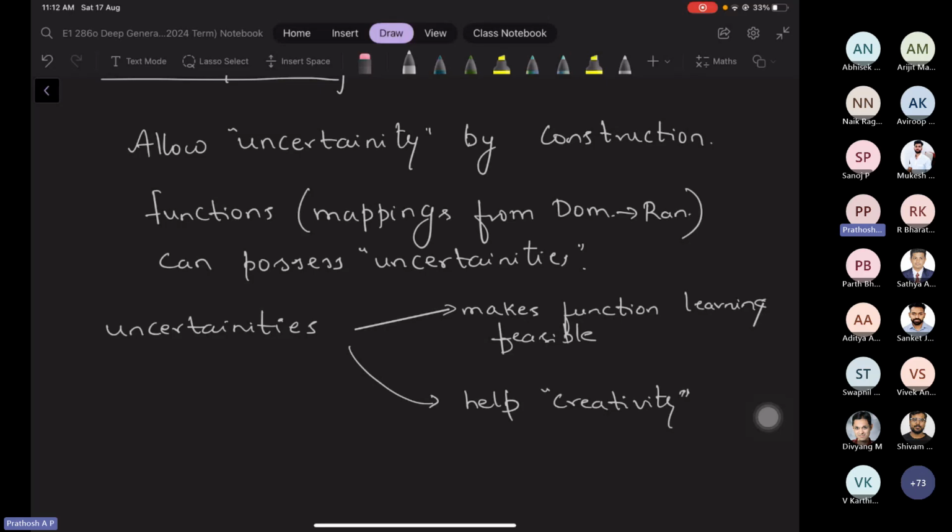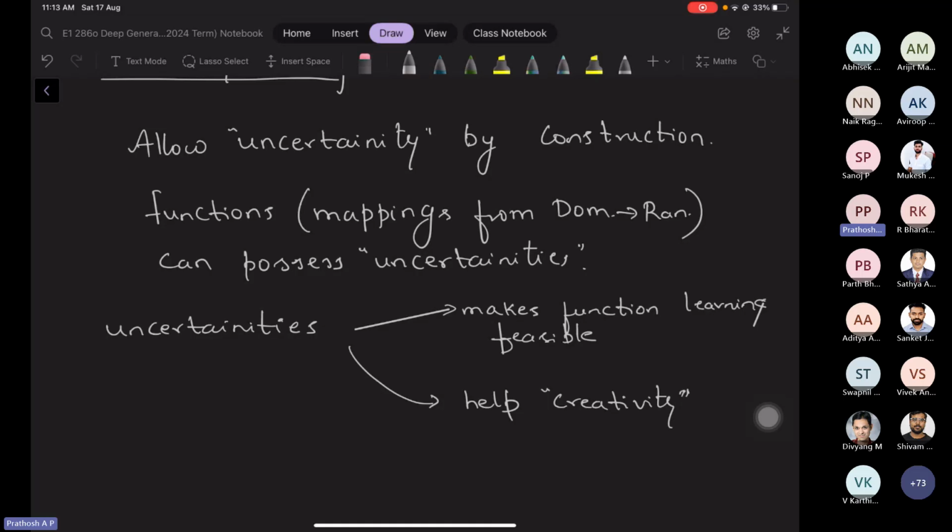You understand? So now, if the model, or rather the function or the paradigm, allows for uncertainty by construction, one, it makes function learning feasible because there are more degrees of freedom, and two, it helps creativity. And that's why generative modeling was possible only through probabilistic paradigms. I will define all this concretely, but think about it. Now, all the while, the problem was that if you are given elements from the domain and the range set, you were to find a function that would map every element in the domain to every element in the range set.